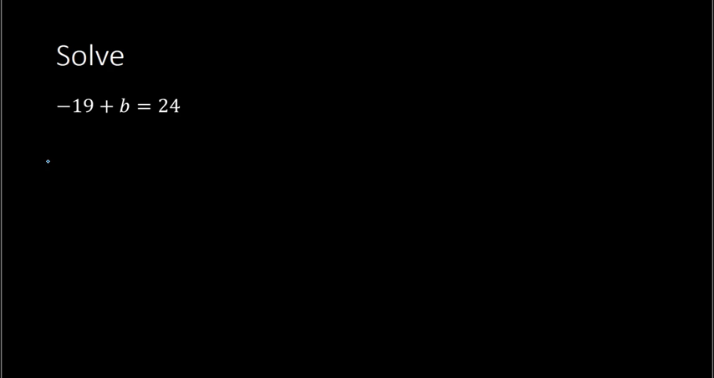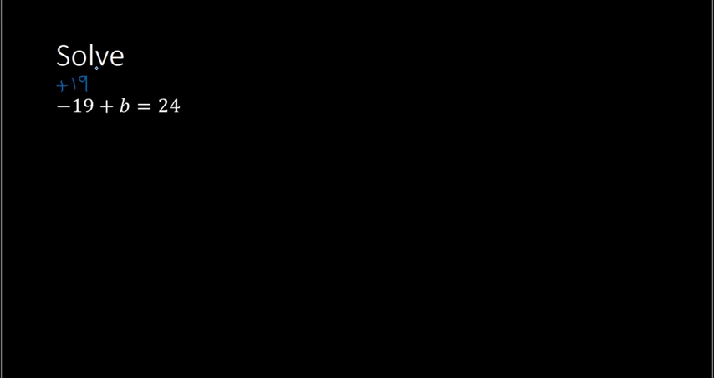Next, we have to solve this equation. Negative 19 plus b equals 24. So this one looks a little different because the negative 19 is in the front, but notice it's being added with b. Alright, so negative 19 plus b equals 24. So to get rid of the negative 19 that's being added, I need to do the opposite of this. So this is kind of like b minus 19, b plus negative 19. So to get rid of the minus 19, I need to add 19.